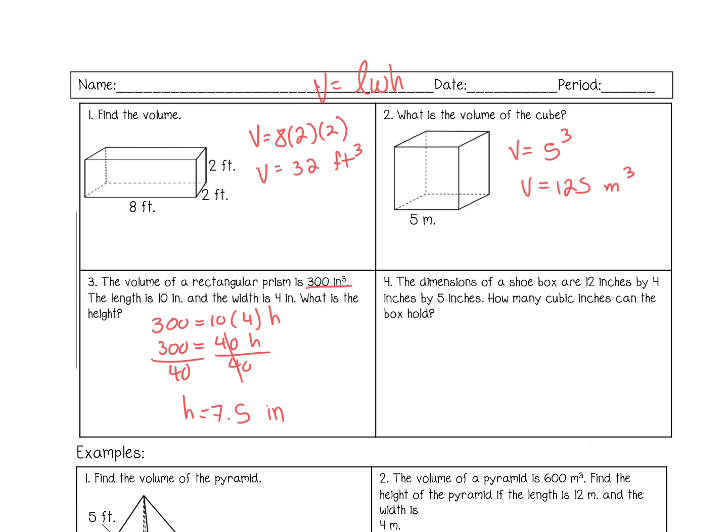And then for number 4, we have the dimensions of a shoebox are 12 inches by 4 inches by 5 inches. How many cubic inches can the box hold? So cubic is the word for volume, because when you're doing volume, every unit is always cubed. So they give us 12 by 4 by 5, so that's the length times width times height. So it's going to be 12 times 4 times 5. So our volume is going to be 240 inches cubed.